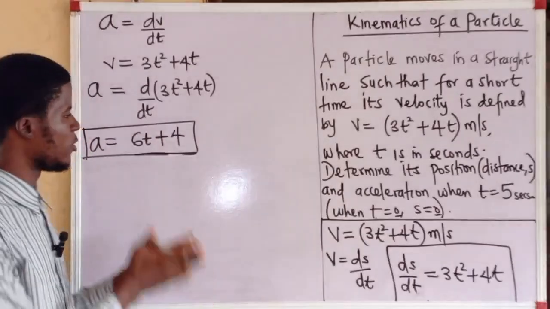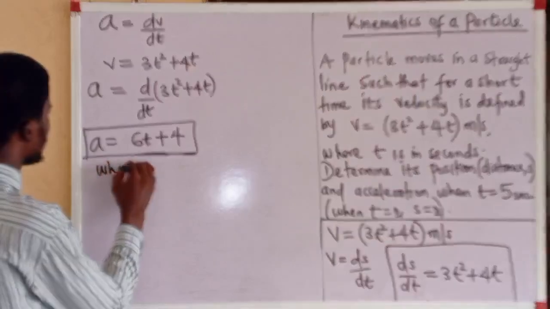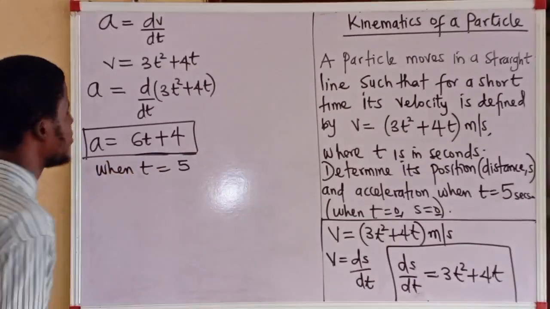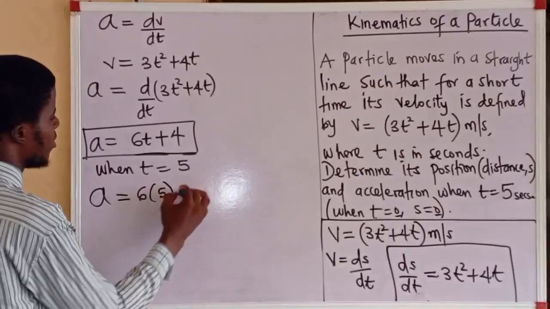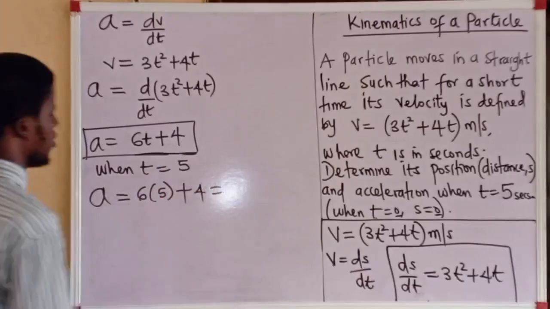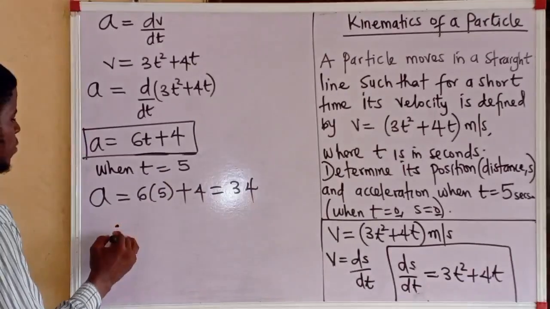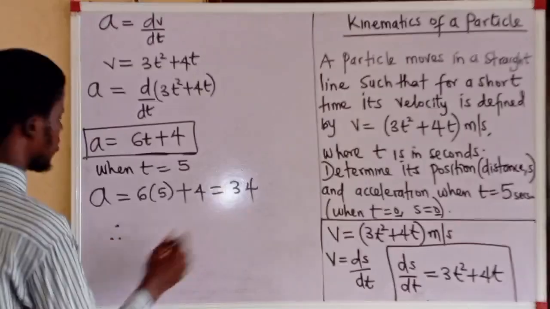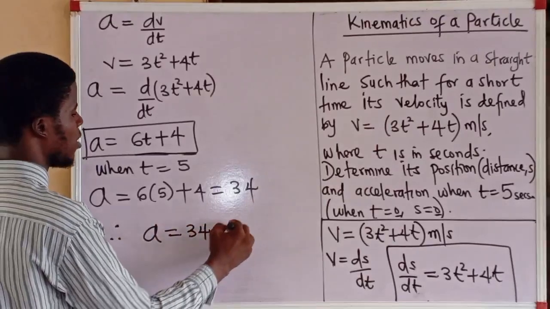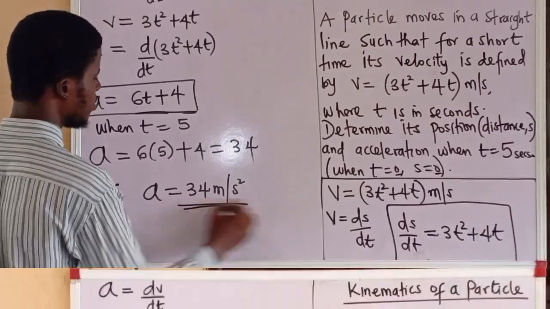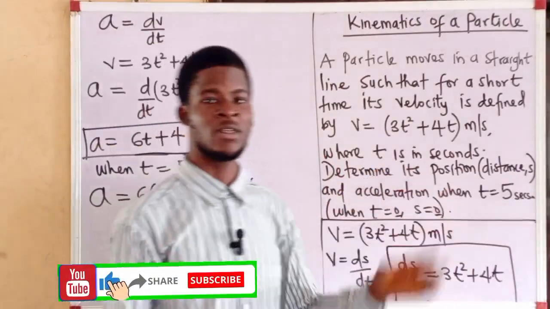What is the acceleration of the particle when t is 5 seconds? When t is 5, a is equal to 6 into 5 plus 4. This is 30 plus 4, 34. So therefore, when t is 5 seconds, the acceleration of the particle is 34 meters per second squared. So this is it for the acceleration of a particle when t is 5 seconds.